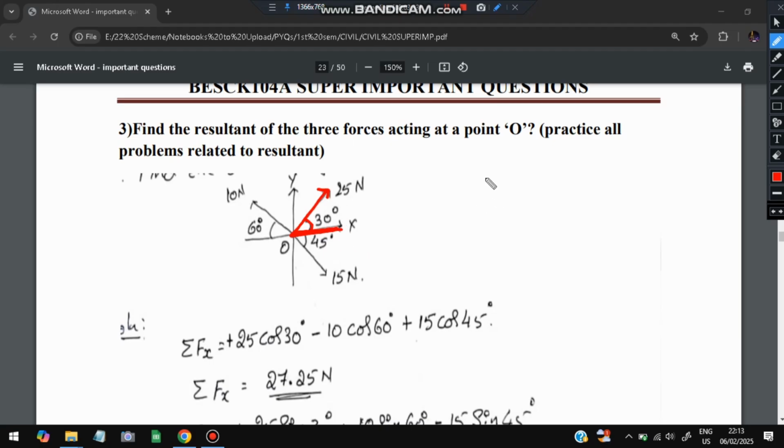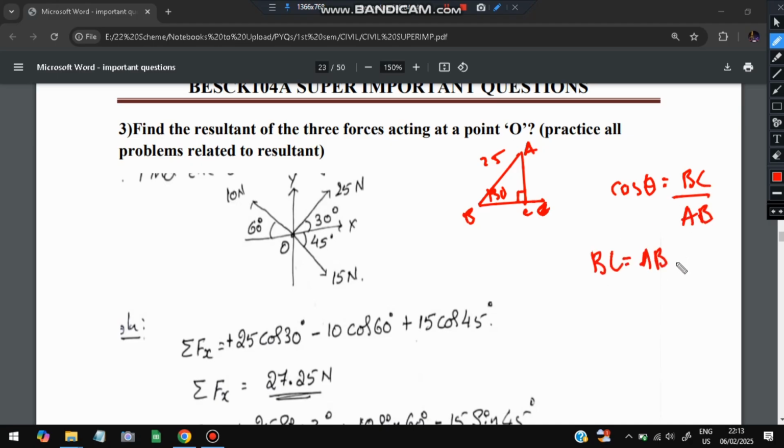Because see, what is cos 30? First let me take this diagram separately here. I'll be explaining this for this question, and the rest will be the same thing only. Let's mark it as A, B and C. Now see, this is 90 degrees, right? Cos theta is BC by AB. Okay, so what is BC? BC will be equal to AB cos theta, right?